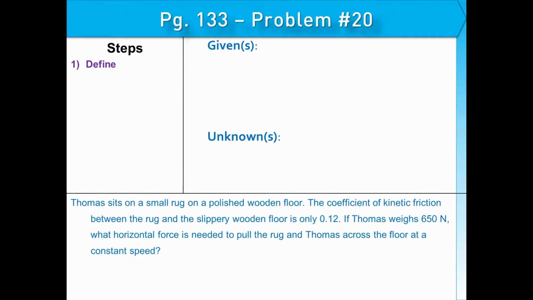So in this problem, Thomas sits on a small rug on a polished wooden floor. We're going to assume the wooden floor is perfectly horizontal. The coefficient of kinetic friction between the rug and the slippery wooden floor is only 0.12. So we're given the value of the coefficient of kinetic friction. If Thomas weighs 650 newtons, this tells us his weight.